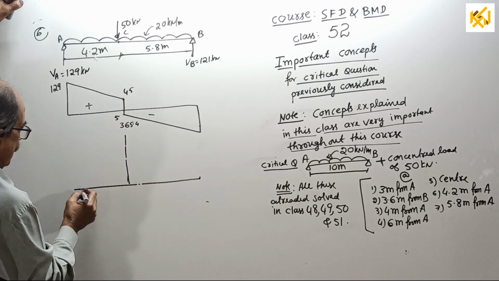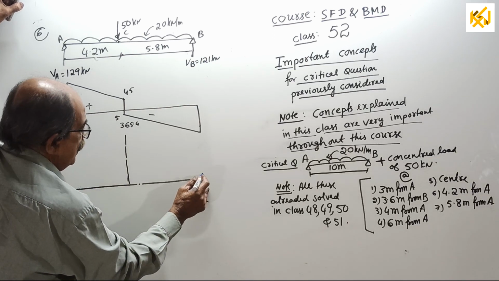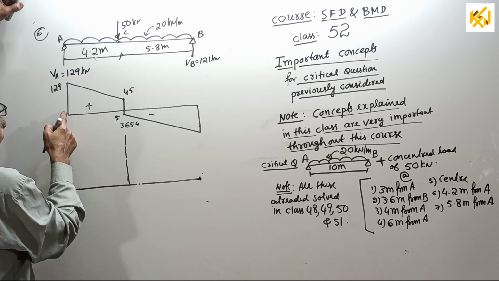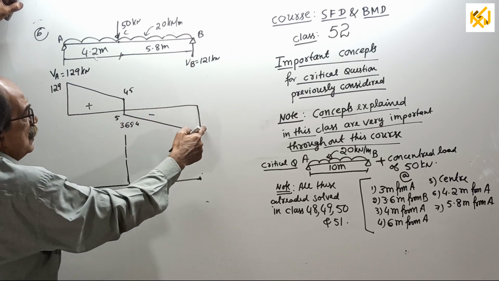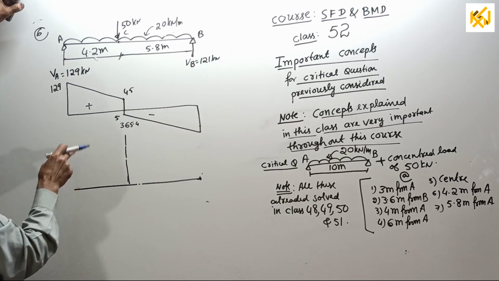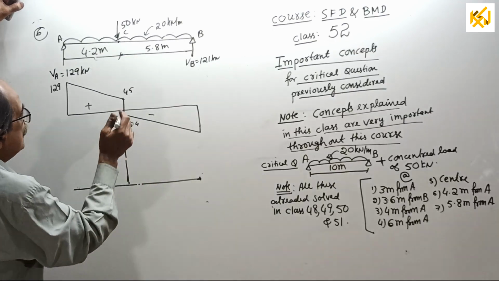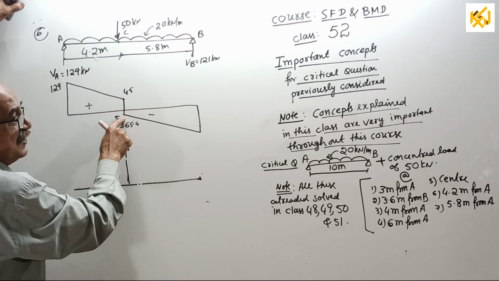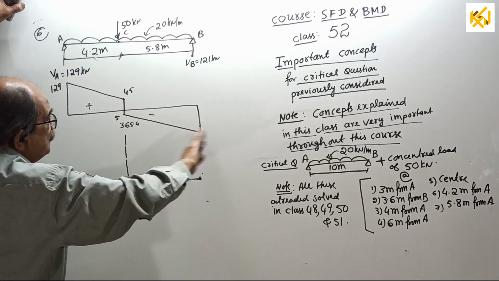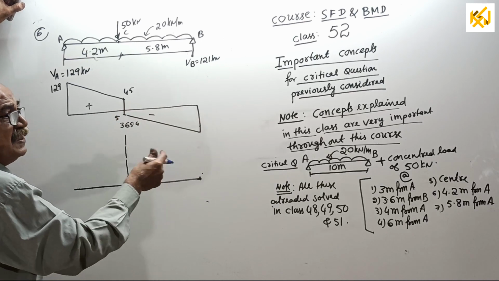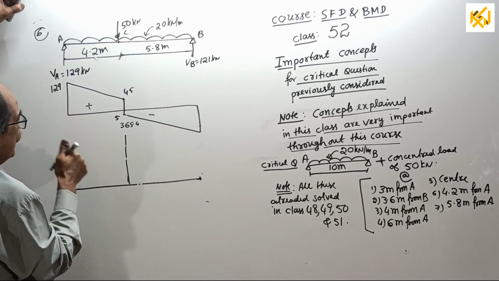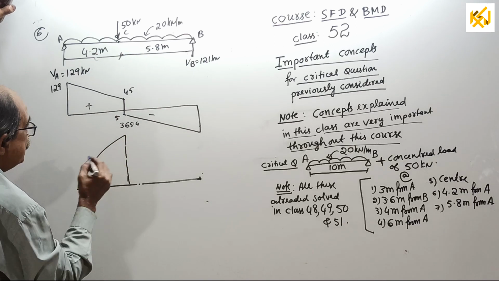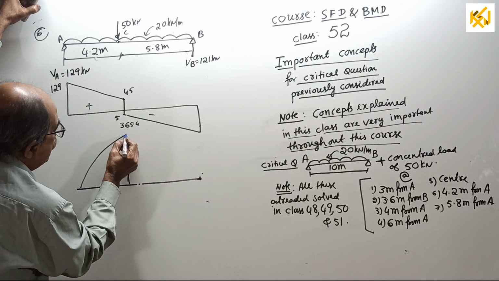Now, see, this is actually 4.2, this is 5.8. BMD: this side shear force 129, that side 121. This should be more steep, that should be a little flat. Even after reaching here, this side 45, that side 5. So, this side, here and here, both are a little flat compared to this side. So, this will be more steep, and this will be a little flat.